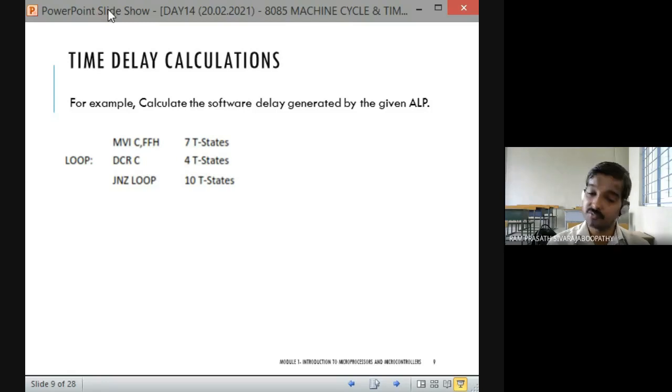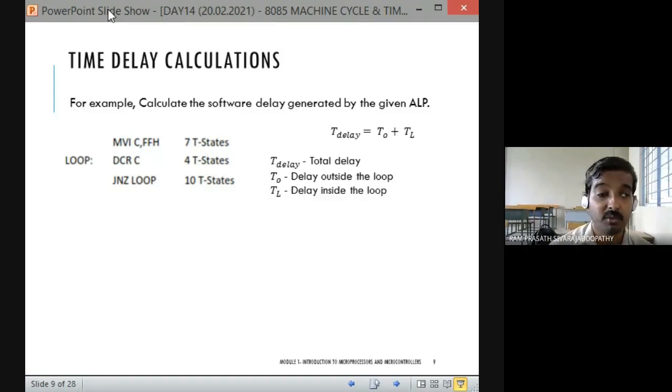Any idea? Yes, very good Shivakumar. 7 T states if the condition fails. If the count becomes 0, what happens? It takes only 7 T states to execute that instruction. Fine. Okay, now we will go on.